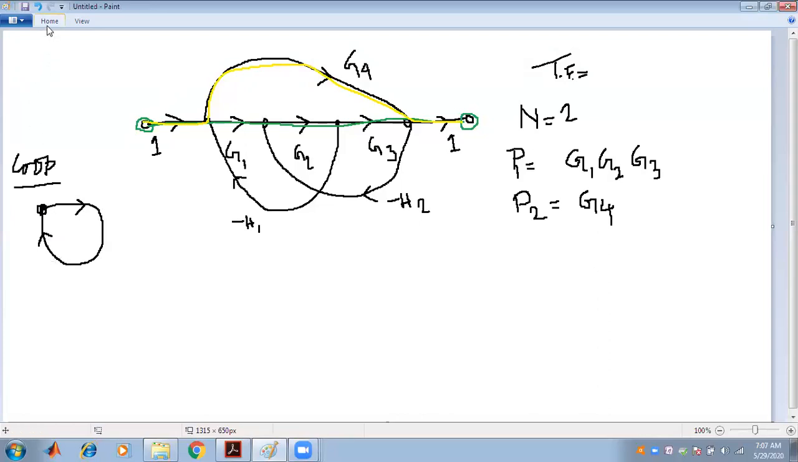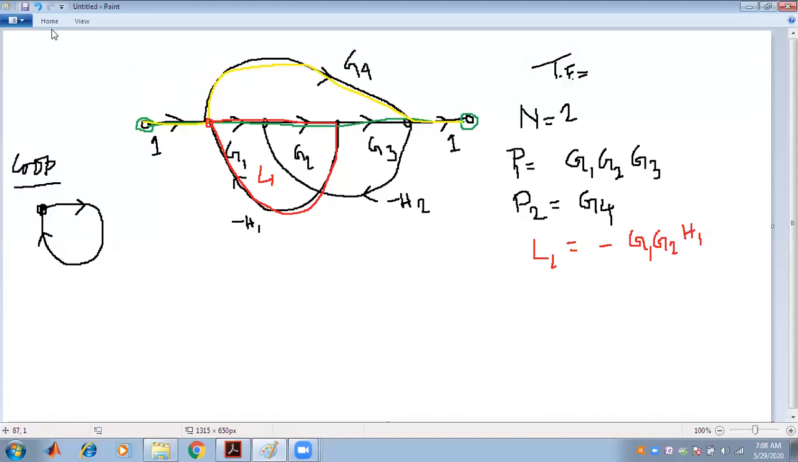So here, in order to find the loop, this is one node and the graph starts from here, going through the direction. The direction indicates the path, and it comes back to that particular node. So this I can write as loop one. What is the gain of loop one? The gain of loop one is G1 into G2 into minus H1, that is minus G1 G2 H1.